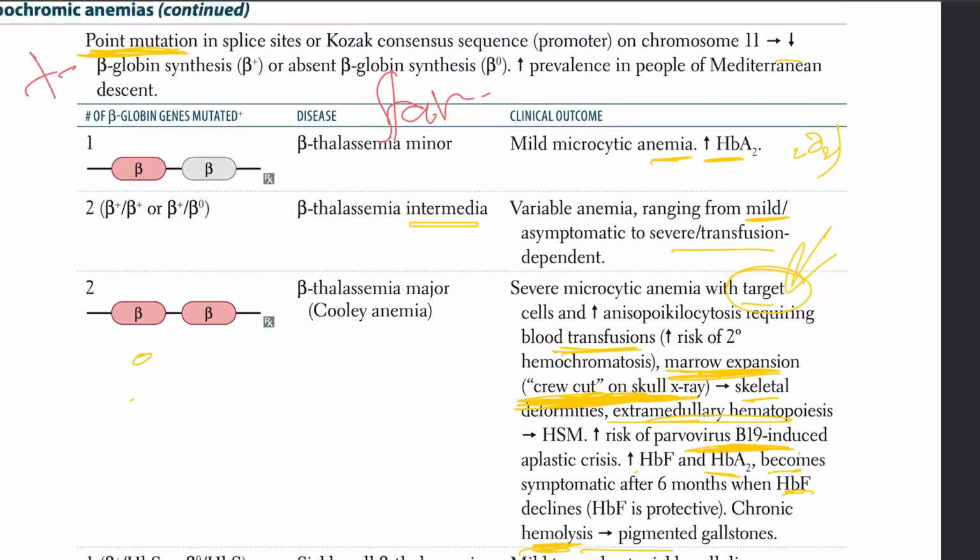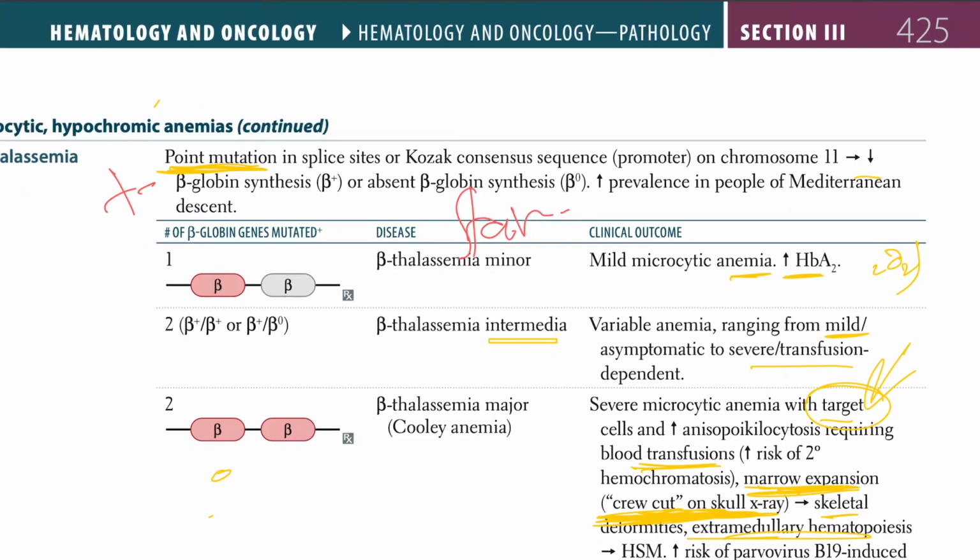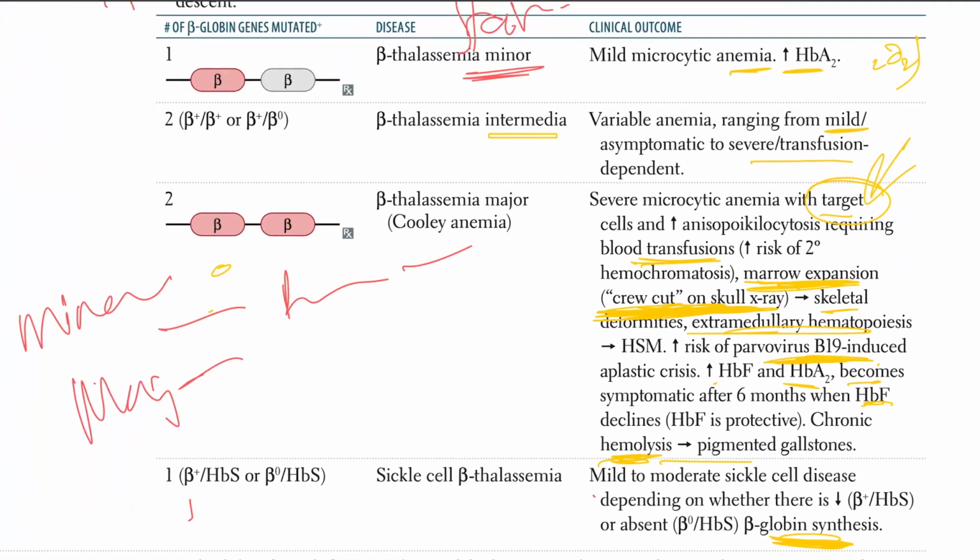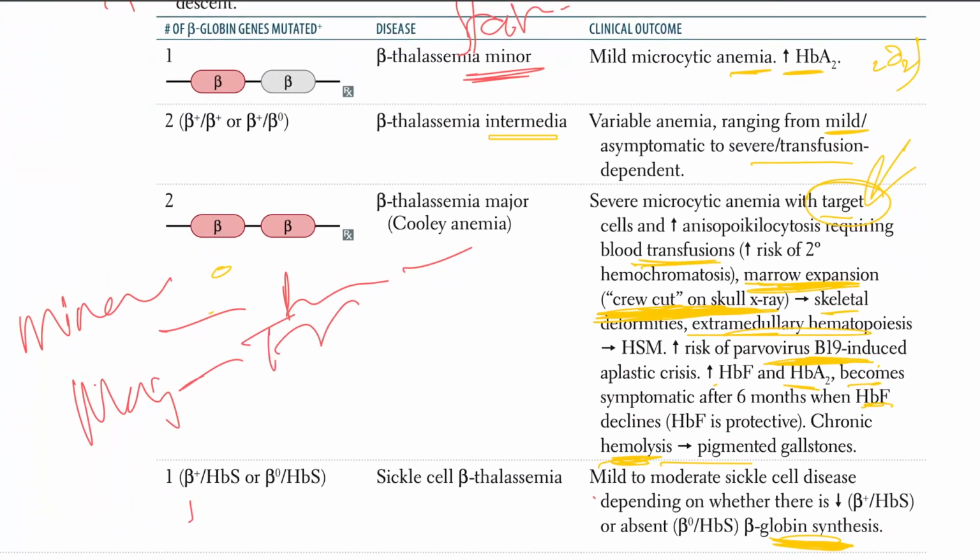So I guess that's pretty much it for the beta thalassemias. Overall, with beta thalassemia minor, you do nothing; there's no treatment for that. But if you see a major, then you're looking at transfusion and giving iron chelation, which is the deferoxamine.